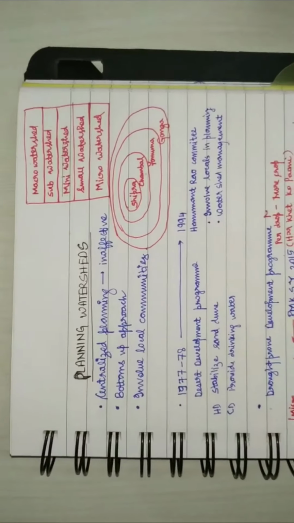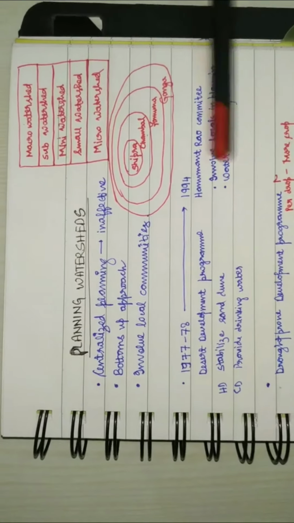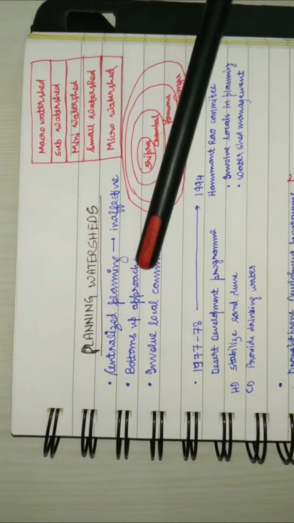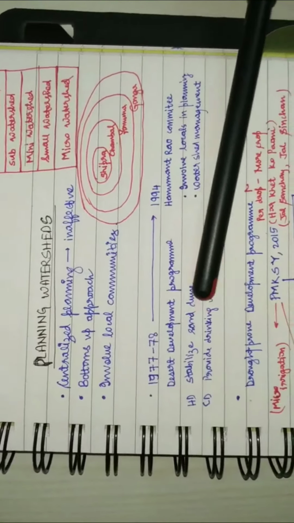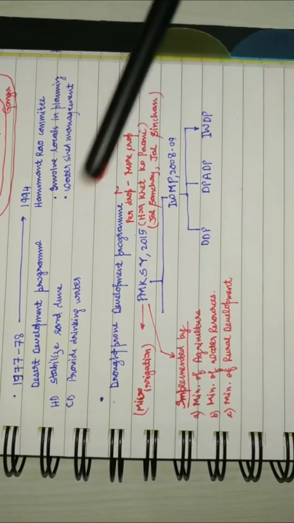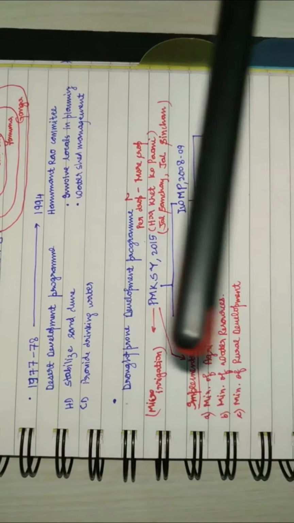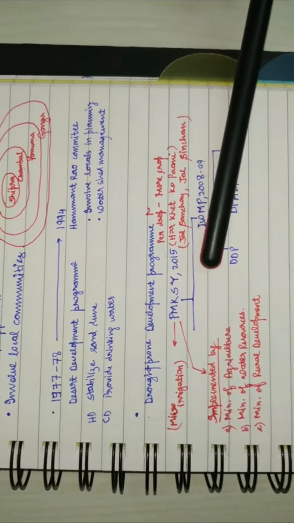Finally, we moved to what is planning watersheds, where we said the bottom-up approach is the ultimate solution, but you need to involve the local communities. Finally, we saw what the government is doing as far as this scheme is concerned, that is Pradhan Mantri Krishi Sinchai Yojana. So that's all. Thank you.